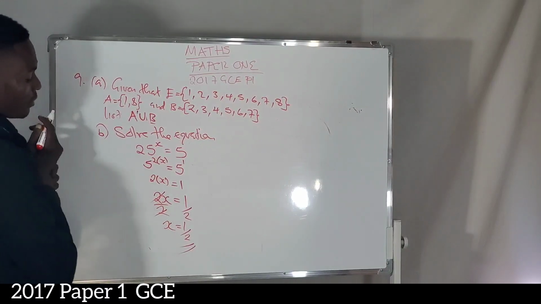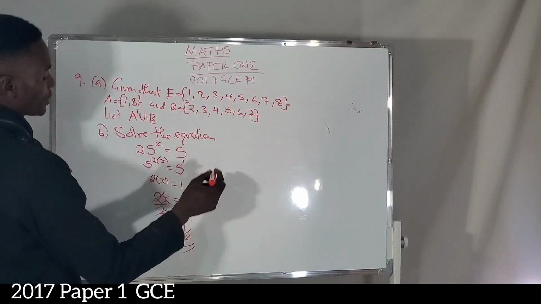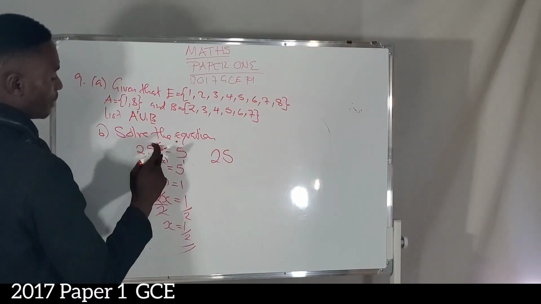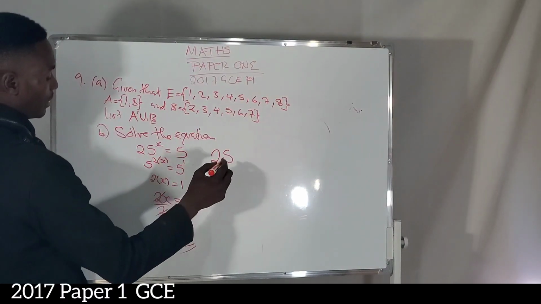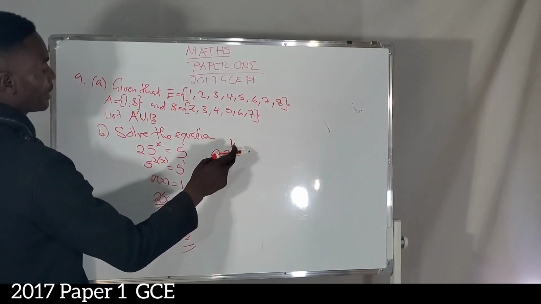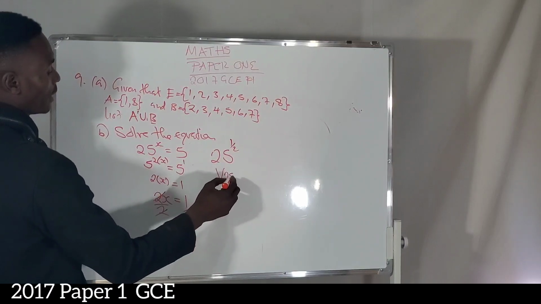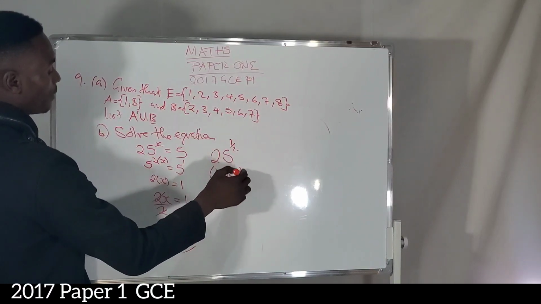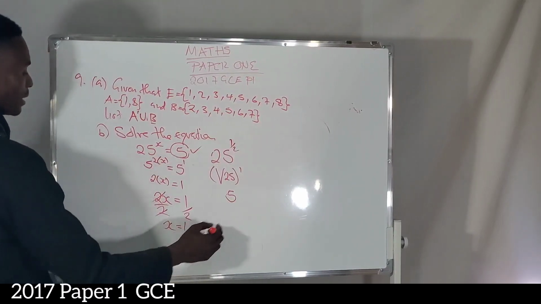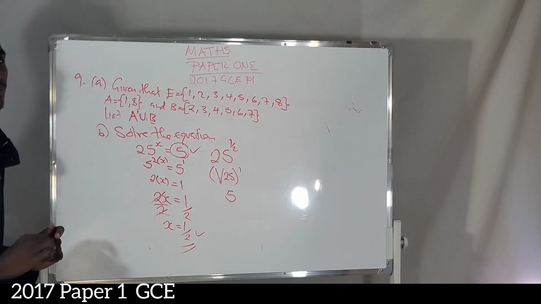Now you can prove if your answer is correct. Plug in x with half in 25 to the power x. When you're given such a question, you find the square root of 25, which is just 5, which is this one. So our answer here is 100% correct.